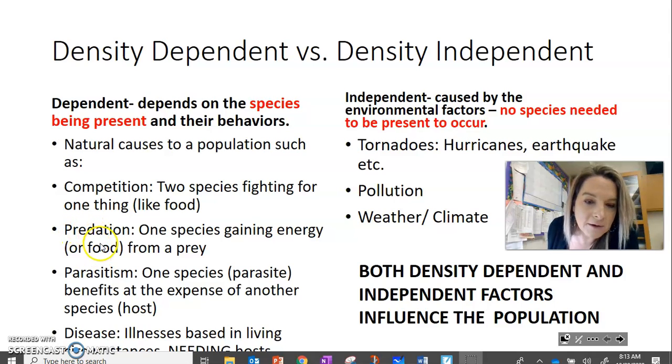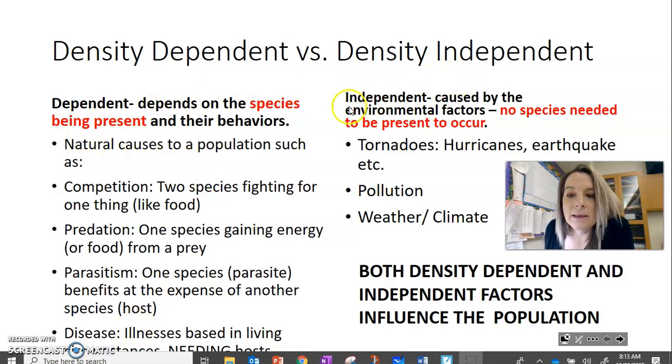Predation. A predator is dependent on prey in order to occur. So predator-prey is density dependent. Parasitism, having a parasite, that is density dependent. You need a host, and so therefore it's a dependent factor. You're not going to have parasitism occur without a population being present. Disease requires a host, and disease would require a population being present.